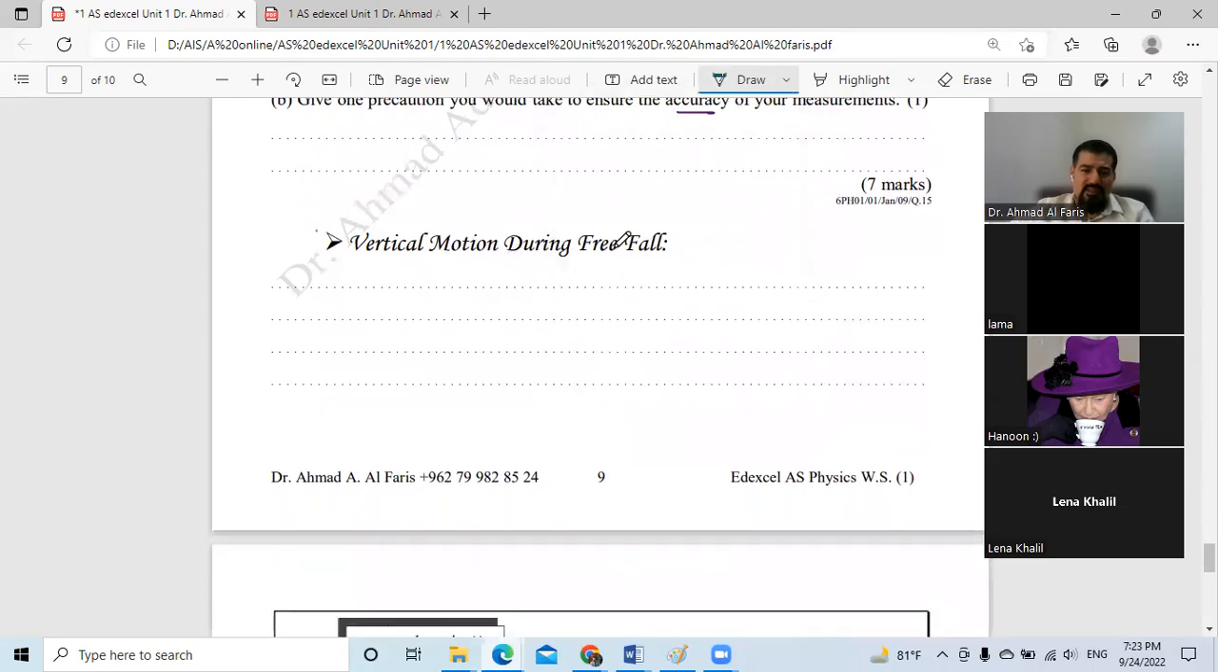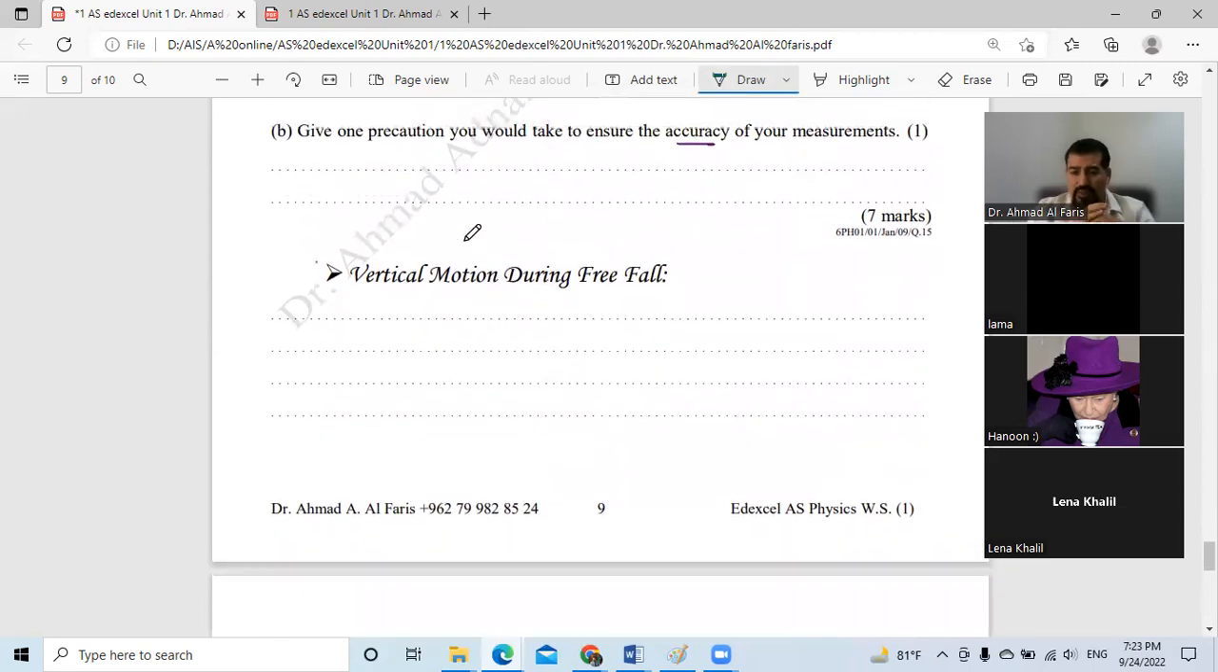Now, vertical motion during free fall. If I drop my phone and, for example, a big bag that has a lot of books, and I carry both of them and drop both from my window here, which one will land on the ground first? My phone, which is light, approximately 300 grams, or my bag, which is approximately 10-12 kilograms? Which one lands on the ground first? The mobile or the bag?